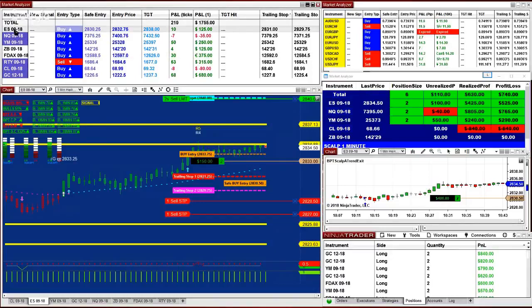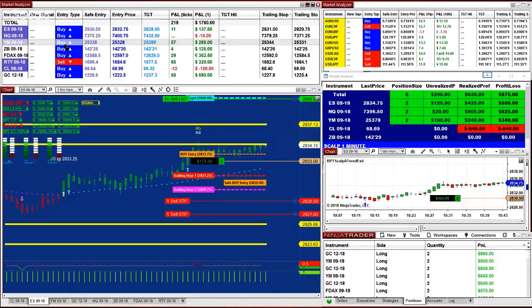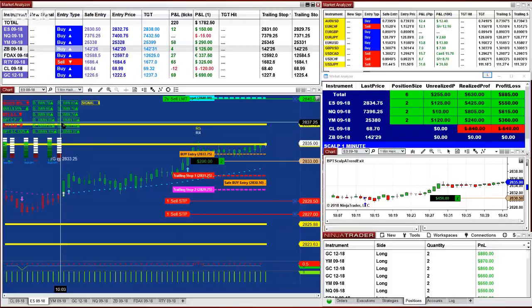Here's your ES on the market analyzer. The position is going long. Here is your NASDAQ, going long. This one here is the YM, synchronizing very well. YM, NASDAQ, ES, they are perfectly synchronized. Look at the 30-year Treasury bond. It is going in the same direction as the ES.